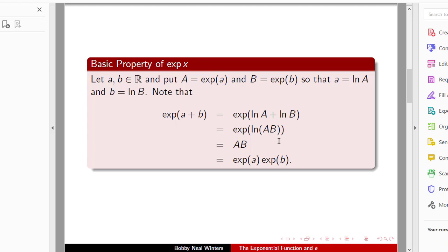So exponential transforms addition into multiplication.